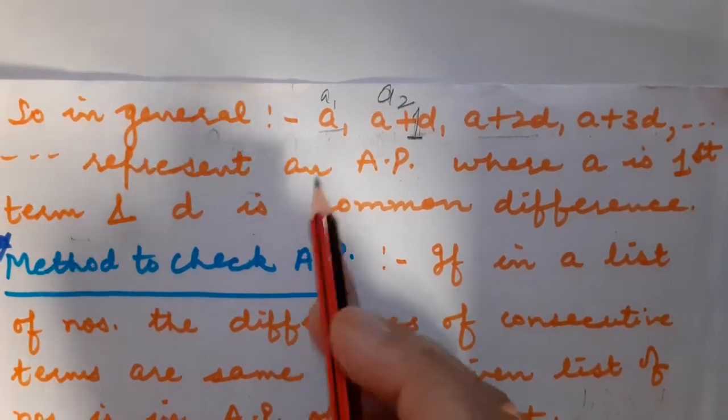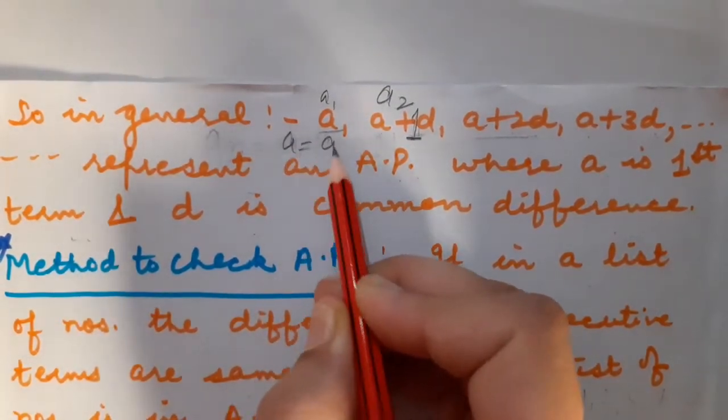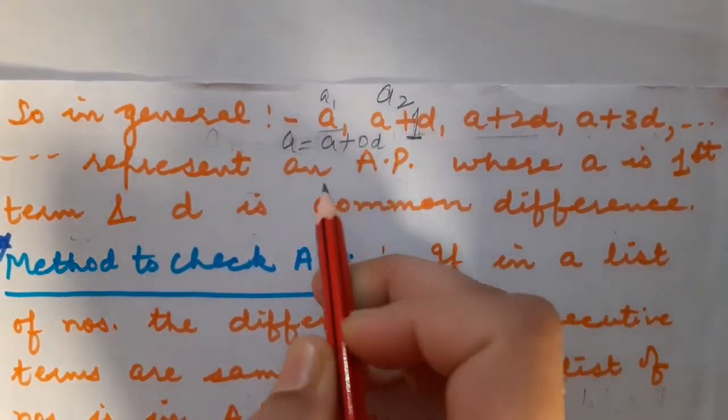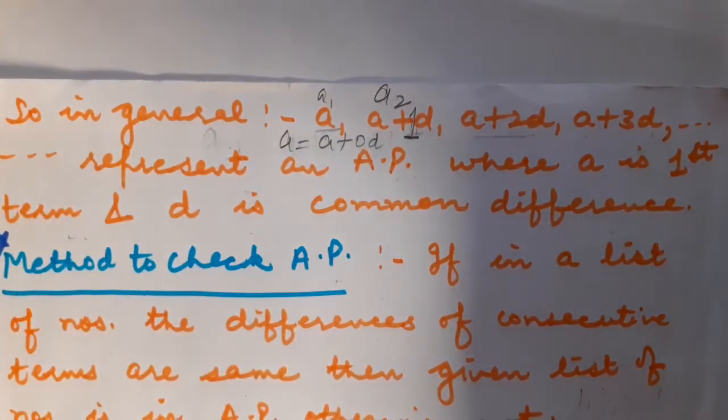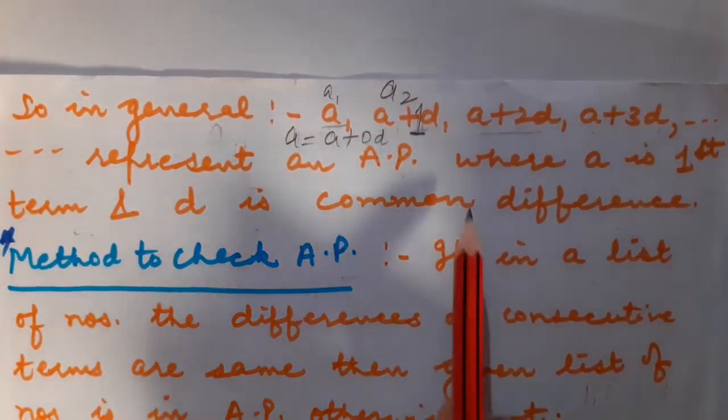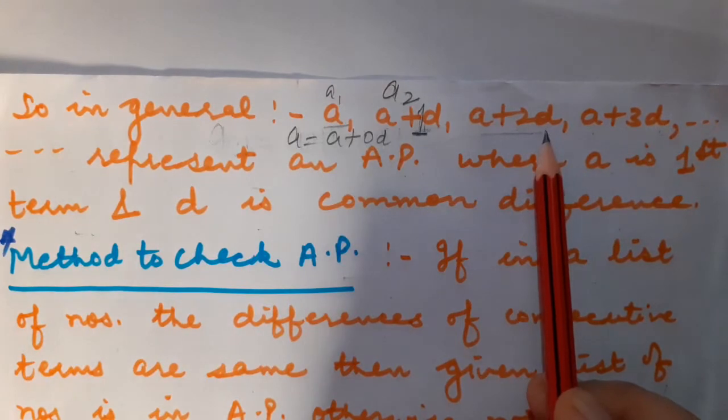A can be written as A is equal to A plus 0D. Correct, students? Now let us talk about the third term of an AP. That would be A plus 2D. Fine.